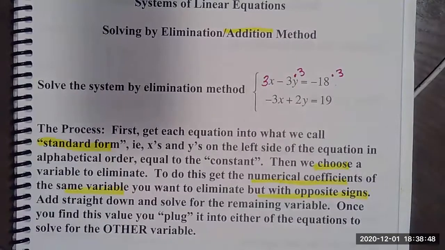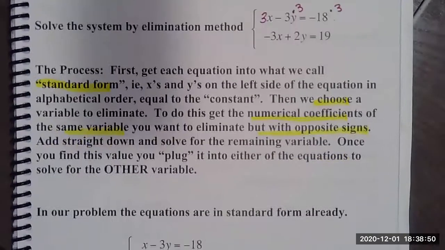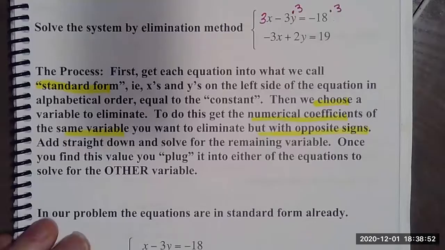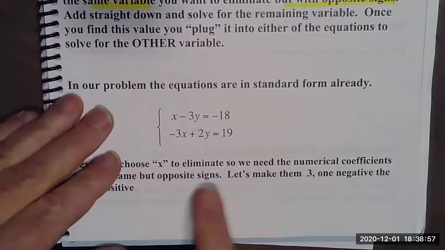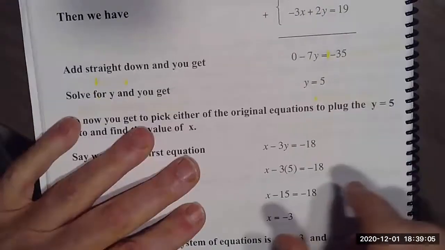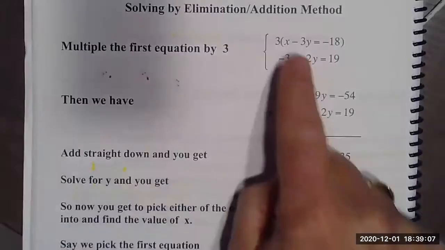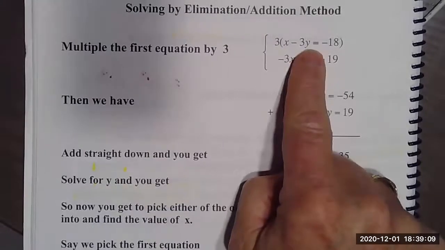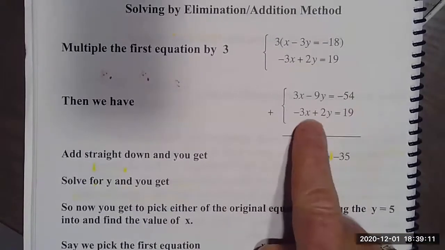So here's our problem again. See if I step through the work here. X, okay, that's what I'm saying in this problem. Let's make them 3. One's negative, one's positive. Flip the page. So I'm multiplying the top by 3 straight across like I was doing earlier on the previous page. So I get this, and then you're going to add.